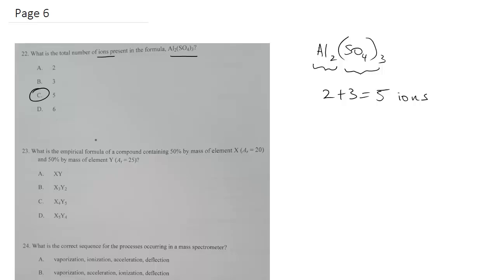What is the total number of ions present in this formula? So Al2(SO4)3. Well, you know you have 2 aluminium and 3 sulfate ions. So 2 plus 3 equals 5. 5 ions. Okay, so your answer here would be C, 5.